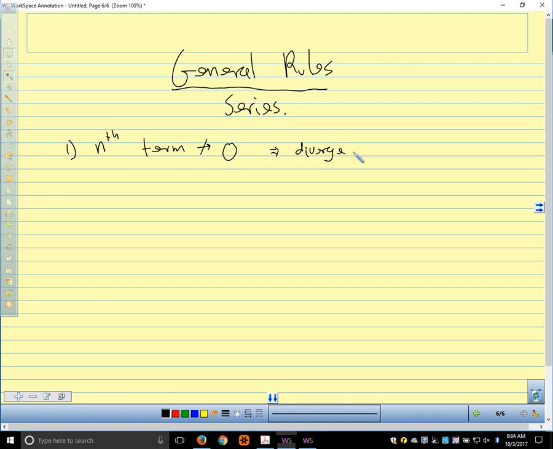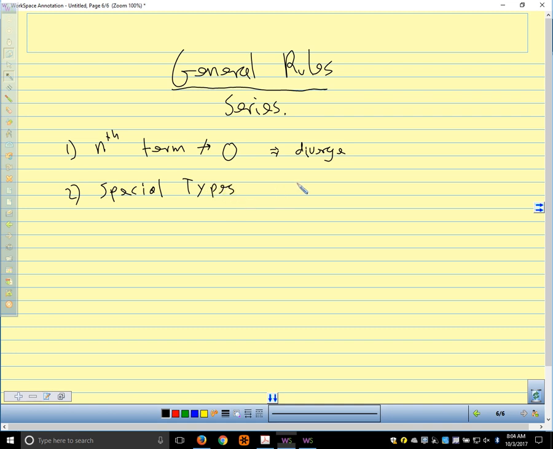So look at the nth term. If you can see something about the magnitude of the nth term, that might tell you right away that the series diverges, and then you're done. If your nth term doesn't approach 0, then you don't have to do anything else. Then my suggestion is to look for special types.